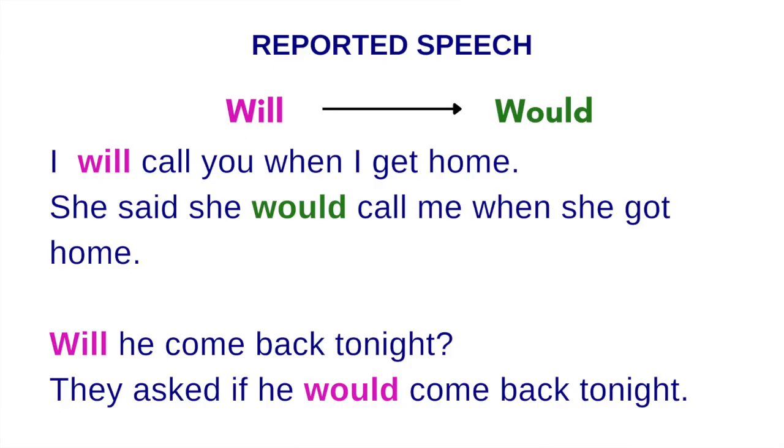Will goes to would. I will call you when I get home. She said she would call me when she got home. So can you see here that even though we're using would after the pronoun, we're still using the tense, that is the past tense, because we're referring to a time that would be in the past, but still in the future, if that makes sense. So she said she would call me when she arrived home, right?